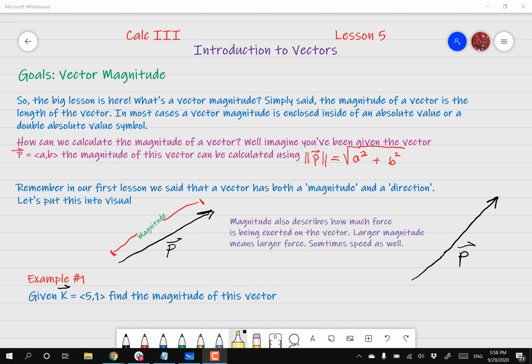Hey guys, welcome back to another video in Calc 3, and today we're going to talk about vector magnitudes. This is probably one of the more important topics in Calc 3, just because a lot of different ideas are built upon knowing about vector magnitudes. So I'm going to spend some time talking about them.